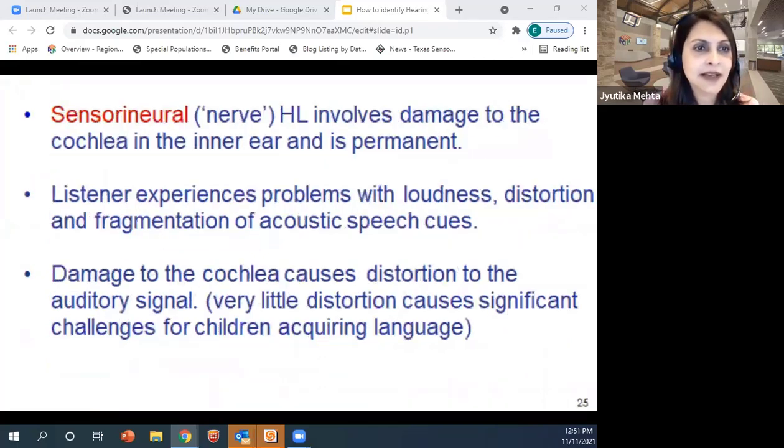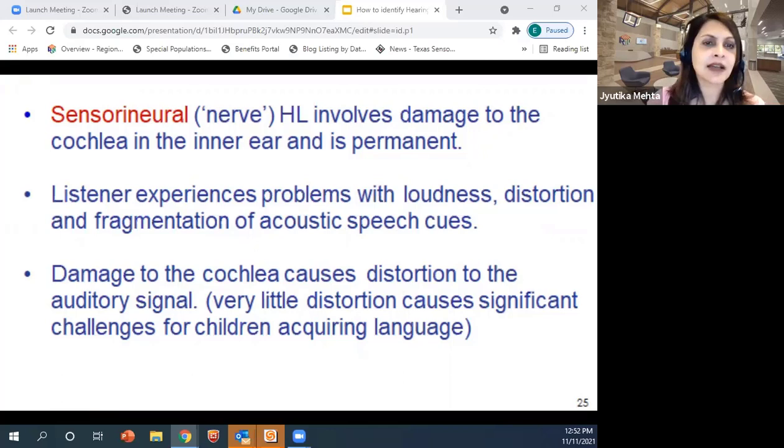Next, please. Next slide. And sensory neural hearing loss is a type of hearing loss that develops when there is damage to the cochlea, basically the inner ear. And for the most part, it is permanent. And this is where we experience not just problems with loudness, but the sound itself is distorted.